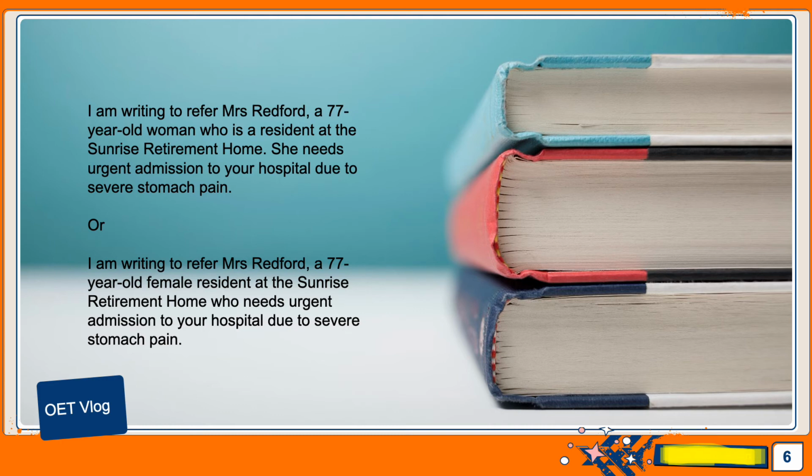Or you can also write the letter like this. I'm writing to refer Mrs. Redford, a 77-year-old female resident at the Sunrise Retirement Home who needs urgent admission to your hospital due to severe stomach pain. As you can see in this introduction, the request is urgent admission, so the tone of your letter should show that immediately. The person who is going to read your letter should know the purpose immediately.